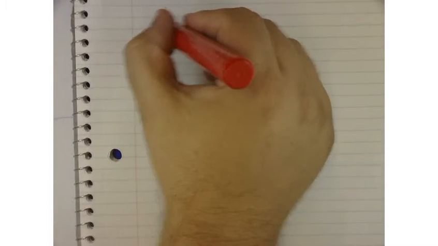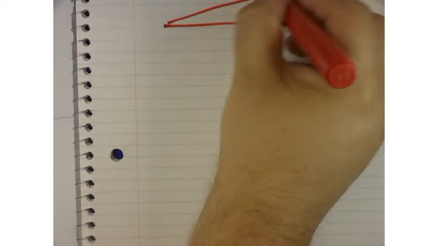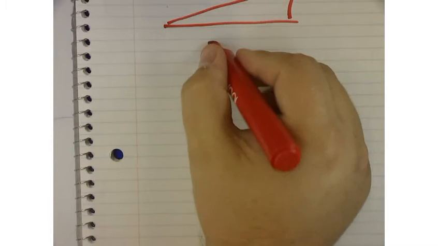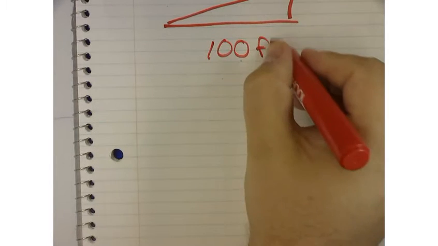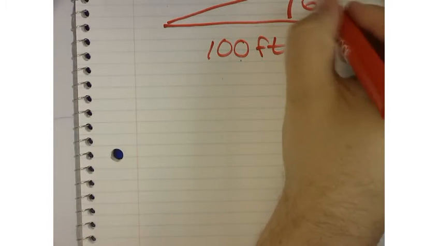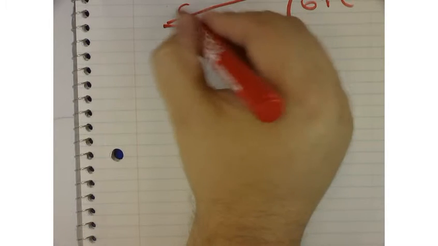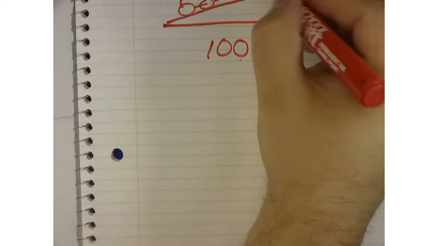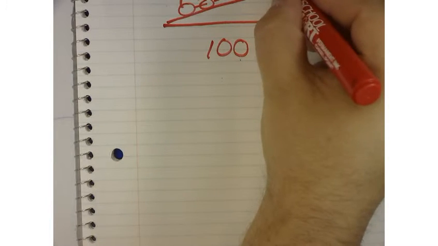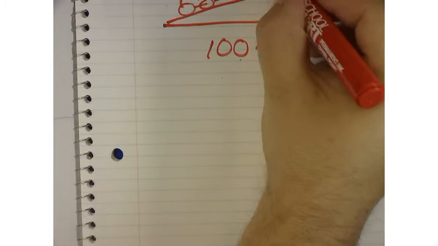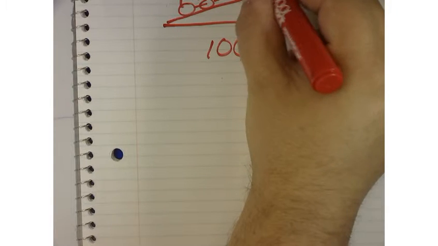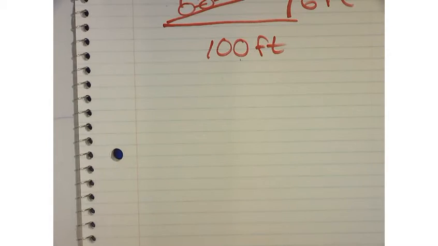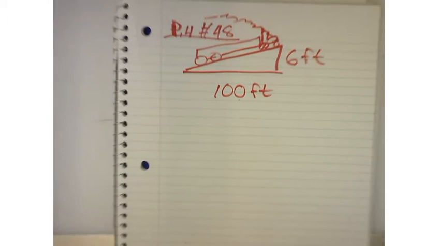So basically there's a road that goes, for every 100 feet, there's a 6-foot increase, okay? And it has a little semi truck on it. Oh man, you guys didn't see me draw my little semi truck.